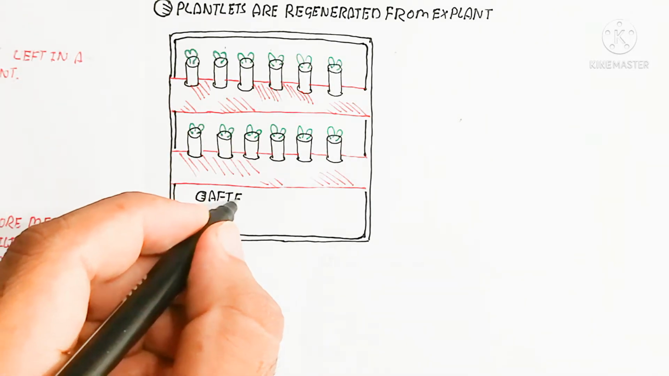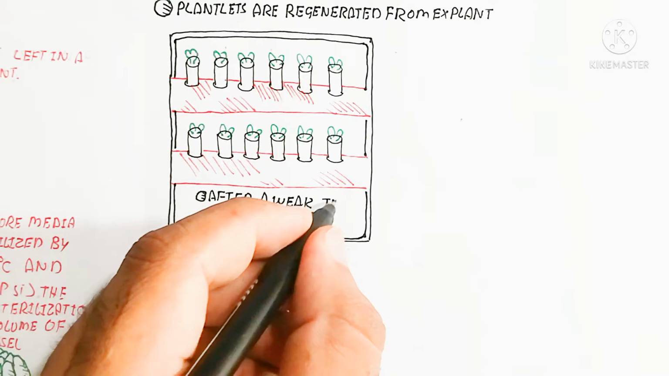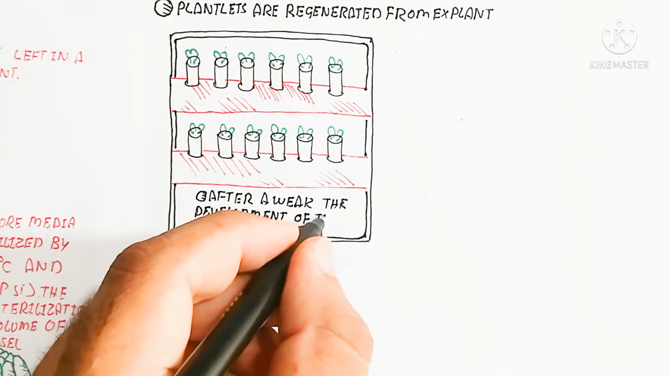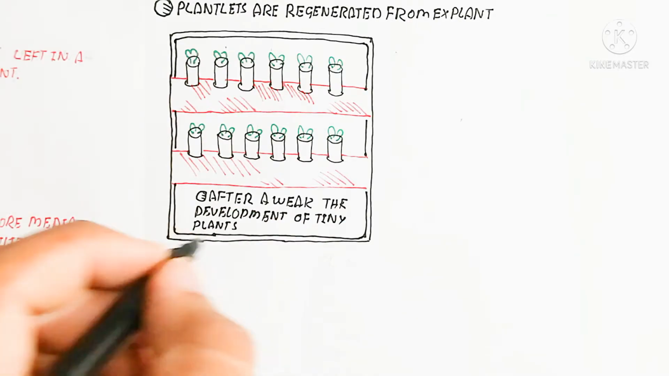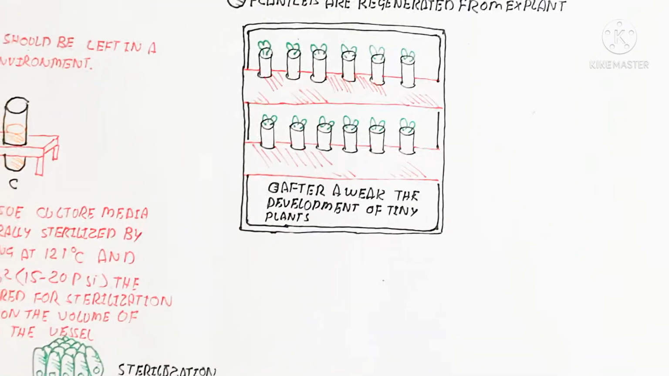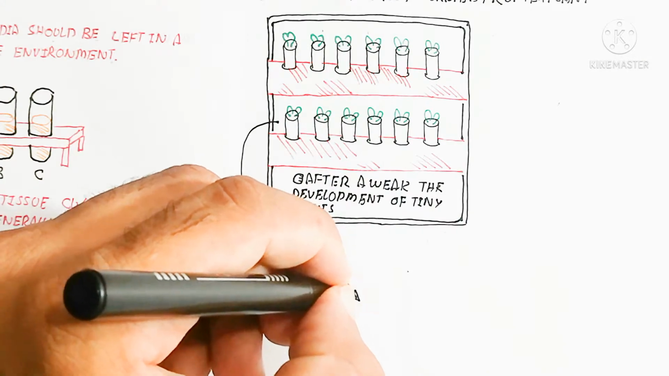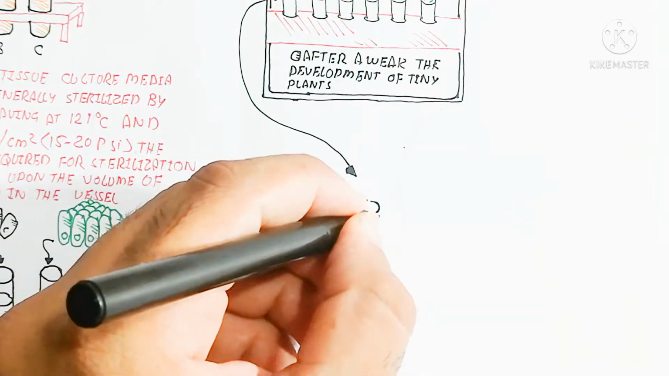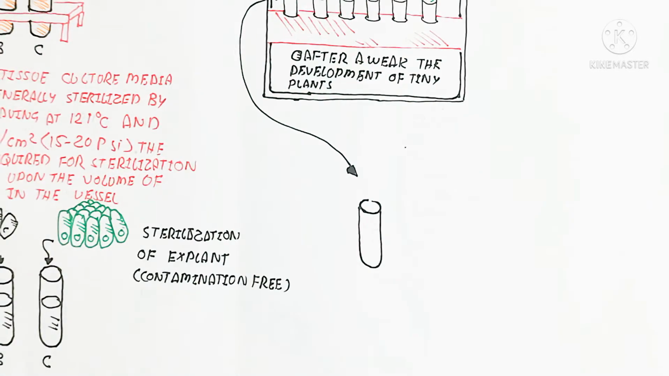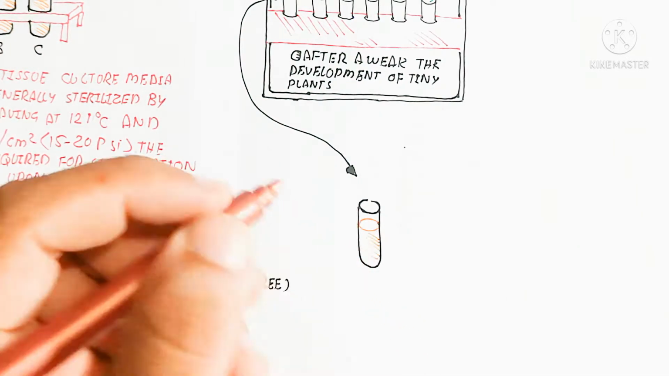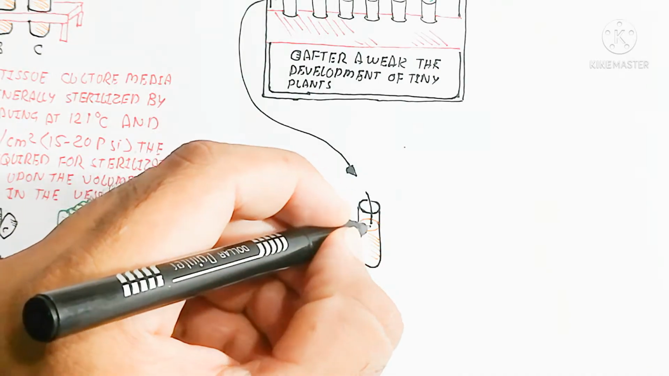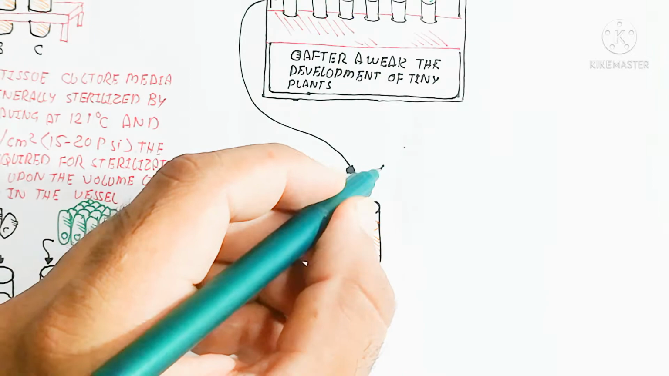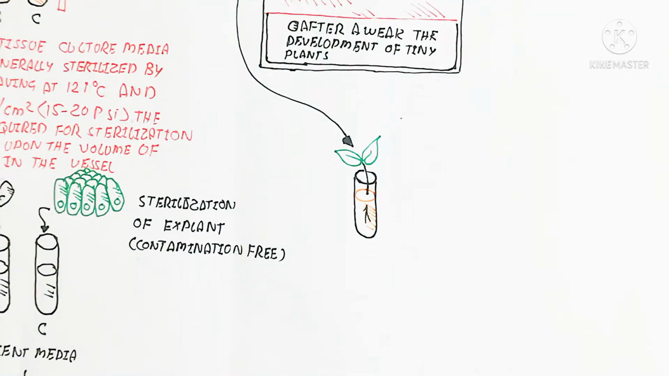And on the other hand, plantlets are regenerated from the ex plant, so after a week the development of a tiny plant will occur. This tiny plant is basically a clone with our desired traits. This plant will be genetically the same as the parent plant. Why? Because the tissue culture contains the same nucleus. So the cell division remains constant and mitosis keeps this process going.